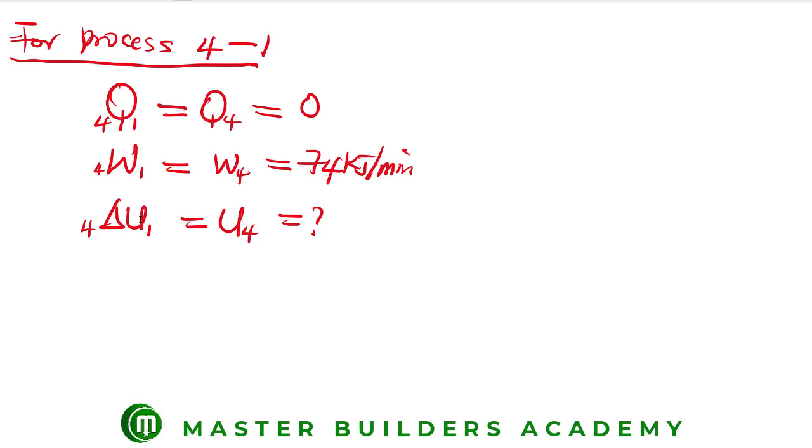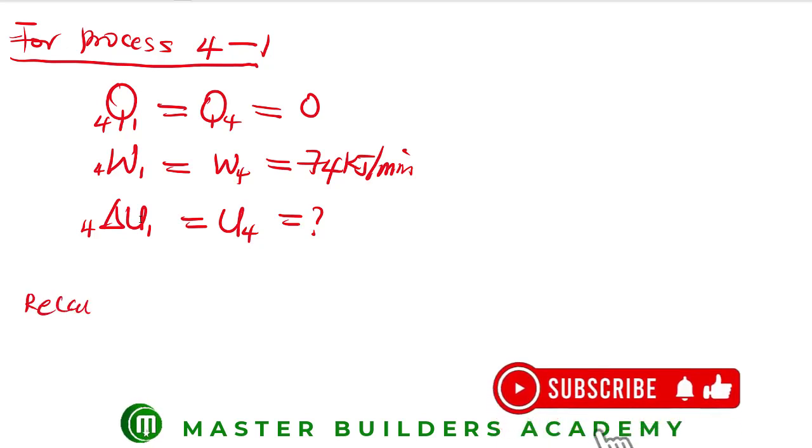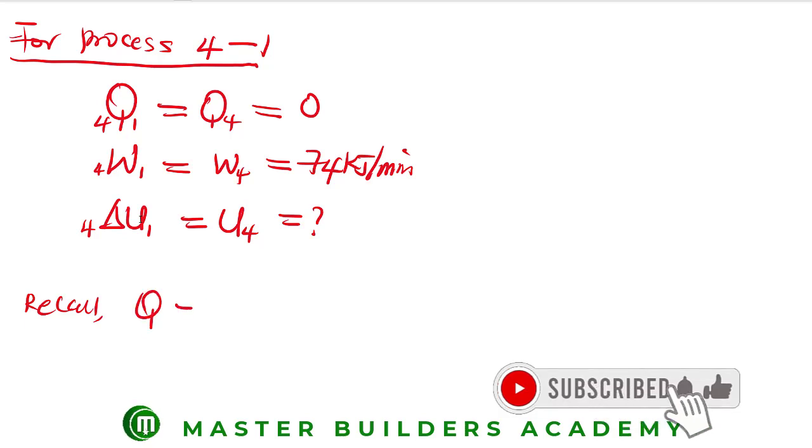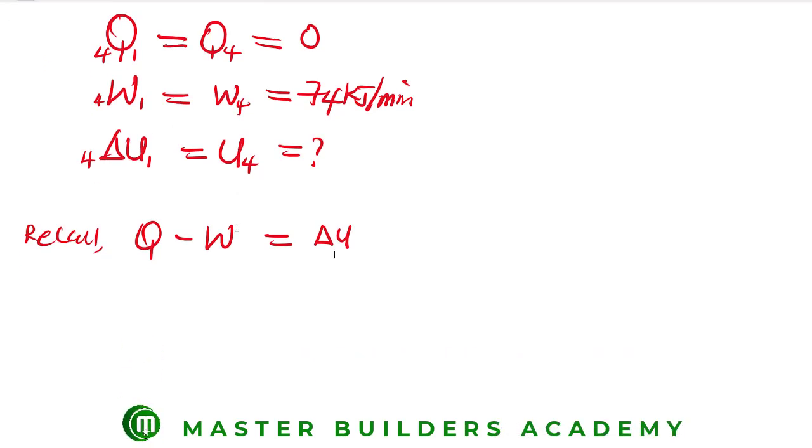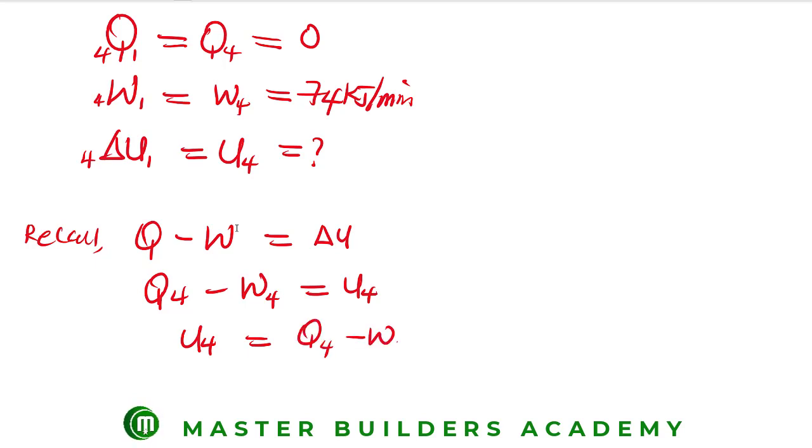All we simply need to do, guys, is to state the first law of thermodynamics equation. And then you say recall, Q minus W is equal to the change in internal energy. So in order not to waste much of our time, guys, this is exactly the same thing as Q4 minus W4 all equal to U4. And we are looking for U4, so U4 is automatically equal to Q4 minus W4.